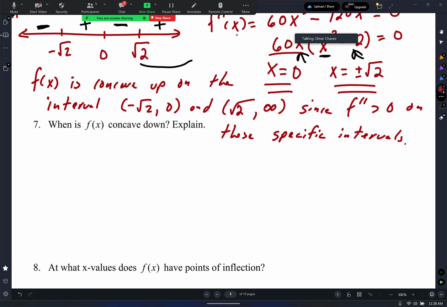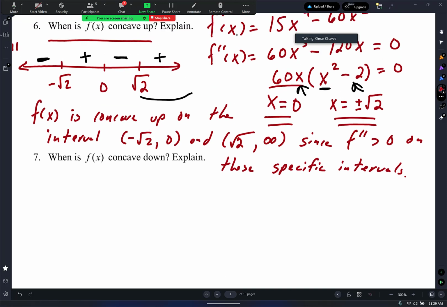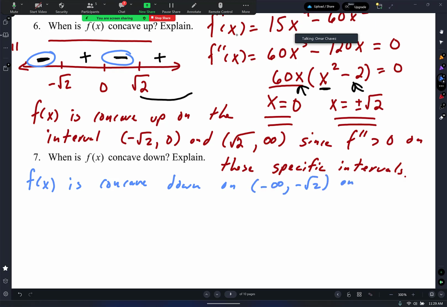But yeah. All right, when is f of x concave down? All right, let me change the color. It's pretty much the same logic, but instead of the positive, I'm looking for the negatives. F of x is concave down on parenthesis negative infinity all the way to negative square root of 2 and parenthesis 0 all the way to the square root of 2, since f prime prime is negative, so the second derivative on these specific intervals.